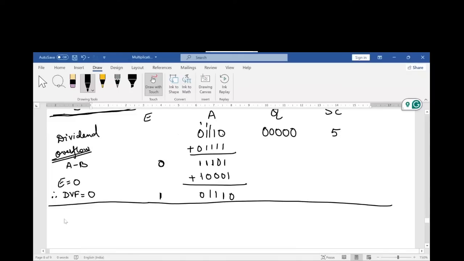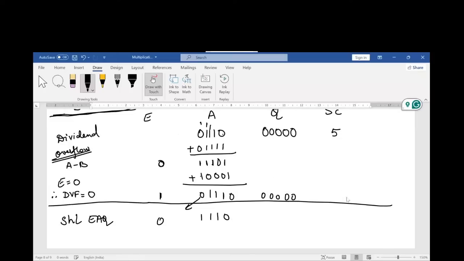What was the first step? Shift left, SHL. What do we have to shift left? EAQ. This is our logical shift left. So this one will drop and this will come over here. 0, 1, 1, 1, 0. This Q would remain as it is. Here it is as it is, okay? This 0 will come here. Then 1, 2, 3, 4 and shift left. So a 0 is inserted here. First step is SHL EAQ.